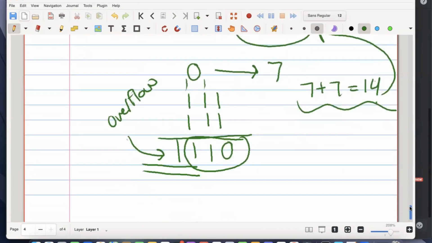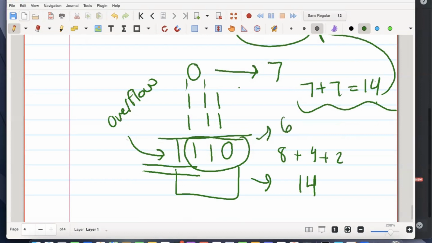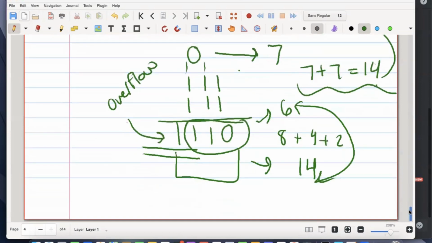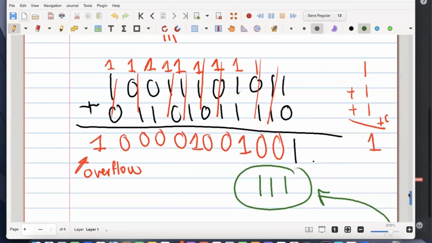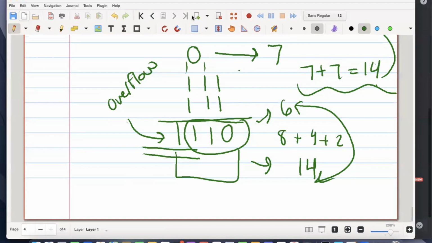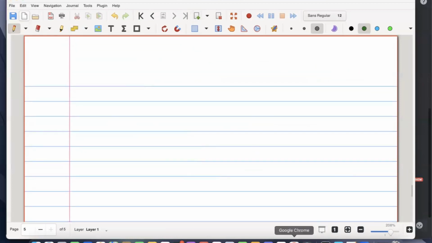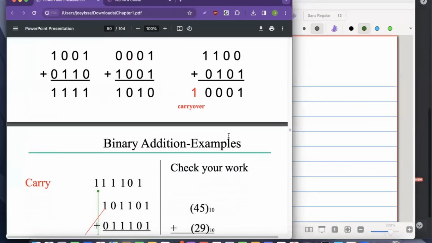Look, if the scope was 4 bits, this would be 2 plus 4 plus 8. That's 14, right? But since the scope is just 3, this is just 6. It causes errors, and it's something to just recognize. I think I covered binary addition pretty good. I covered overflow, which is really good. Yeah, it's the carryover.